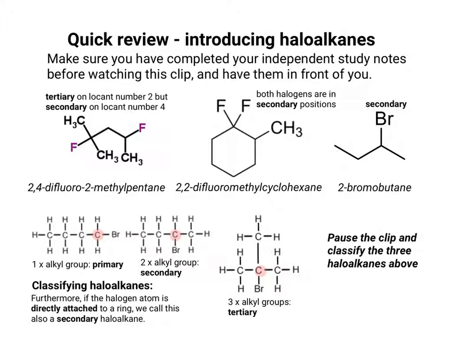So using the classifying system we've just covered, in 2,4-difluoro-2-methylpentane, it's tertiary on the locant number 2, but secondary on locant number 4. In 2,2-difluoromethylcyclohexane, both halogens are on secondary positions because they're attached directly to a ring. And in 2-bromobutane, it's quite straightforward. You have an ethyl group on one side, a methyl group on the other, part of a carbon chain of 4, so therefore it's a secondary bromobutane.